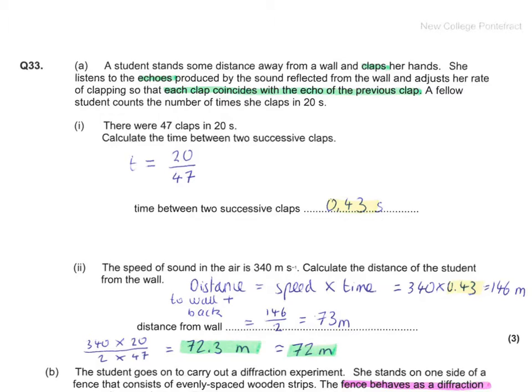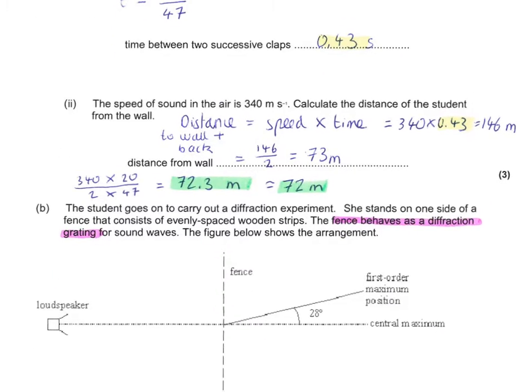A fellow student counts the number of times she claps in 20 seconds, and it turns out she got 47 claps in those 20 seconds. First thing, simply calculate the time between two successive claps. So the 20 seconds we've got to share out between 47 claps, so it's 20 over 47, it's 0.43 of a second.